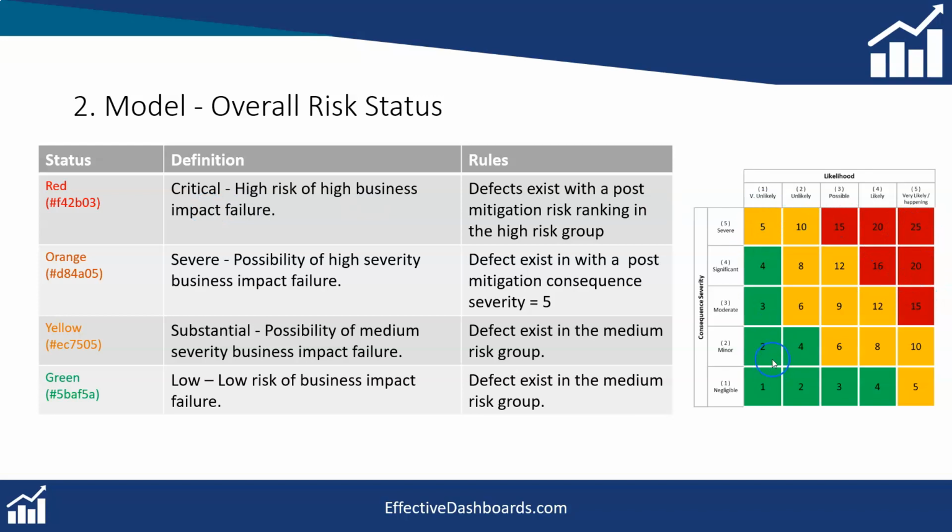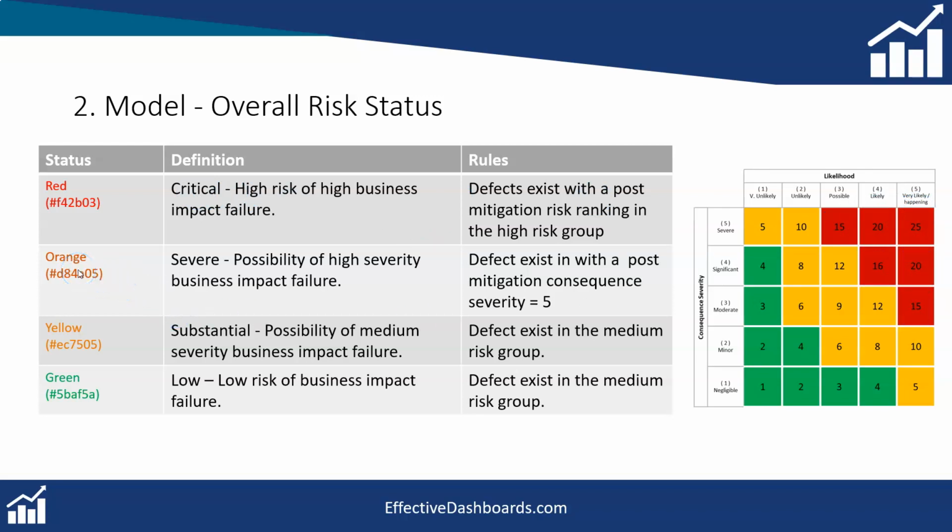Now these numbers here are just numbers I've allocated to each one of these boxes based on the multiplication of the likelihood and the severity. So yeah, that's all I've done here. But normally what this would do, you'll see on the dashboard, is count the number of defects that are sitting in each one of these zones.